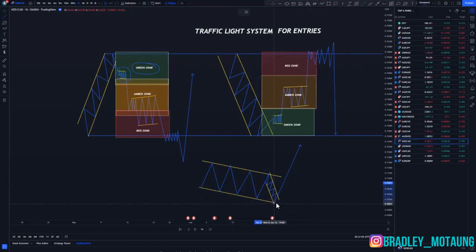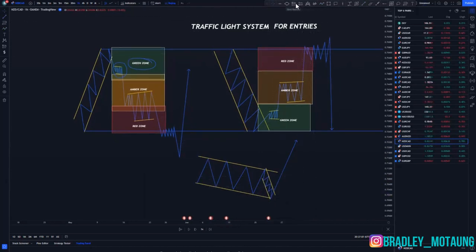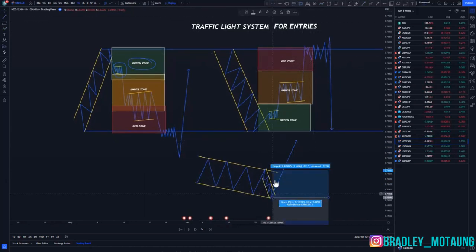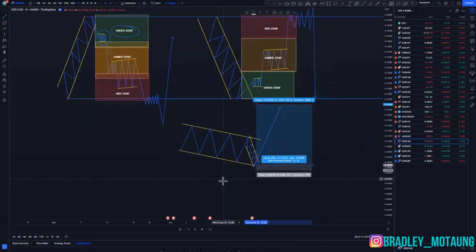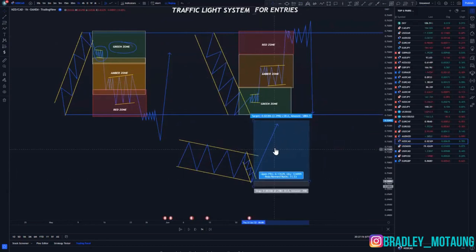These are the scenarios that you get in the markets, and then you look for buying opportunities on the bottom of the structure, and then the stop is just below here, and then you're protected, and then you look for the buying opportunities.